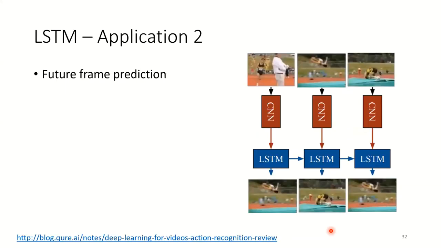Yeah, this is another interesting application, which is future frame prediction. So based on what you have seen so far, can you predict the future? What will happen is at each time step, the architecture will be similar to what we saw before for reconstruction, the autoencoder. But the only difference is the way you will train it. So instead of training it for reconstructing the same frame, you will train it for reconstructing the future frame. So if you train it that way, then it will learn features for that task.